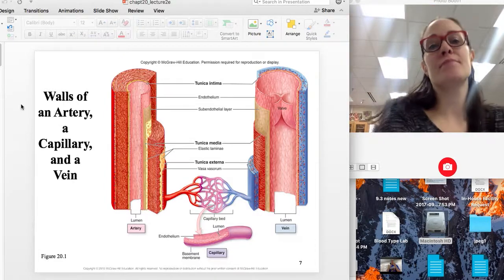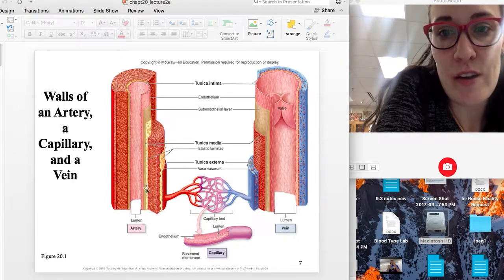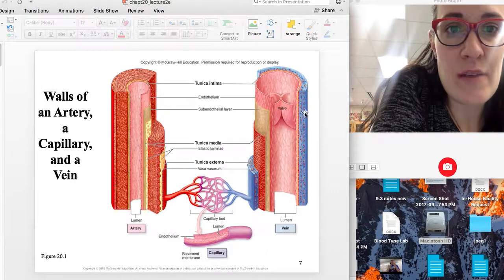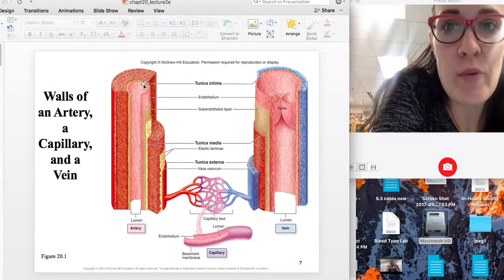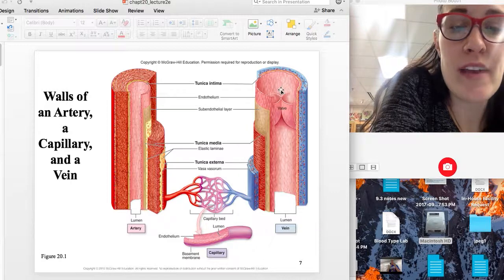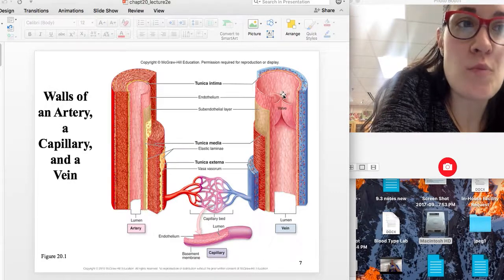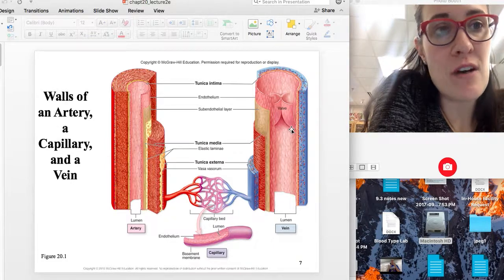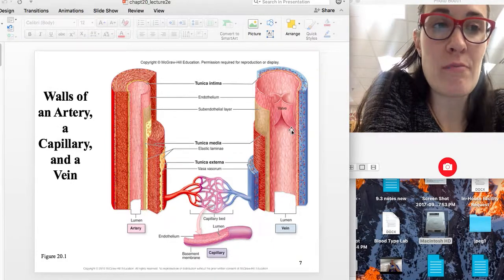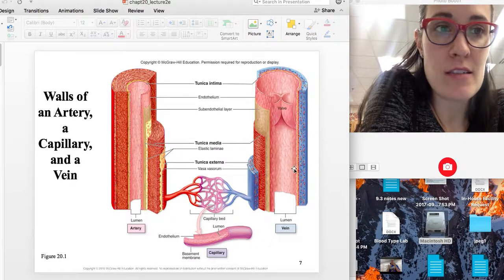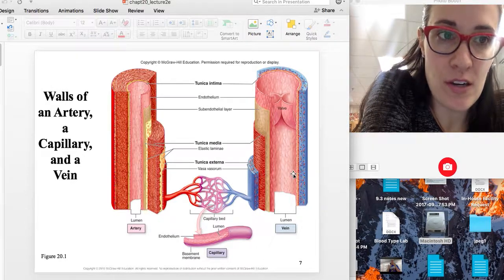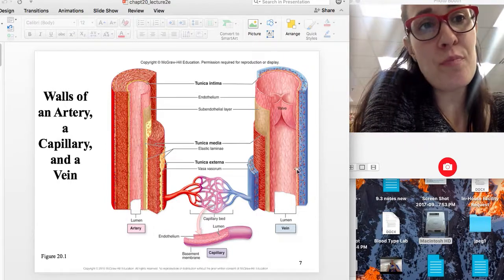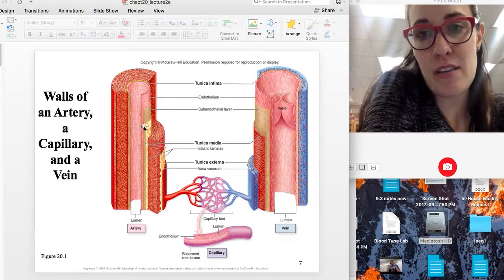Here is a comparison between arteries, capillaries, and veins. We can see the lumen of them. You can right away see that the lumen of the veins is larger. Also, within the lumen of many veins, you have valves. Just like the valves in the heart, these valves help prevent backflow in the veins, because their job is to get blood back to the heart, so they have to fight against gravity to ensure blood flows in a one-way direction to get back to the heart.